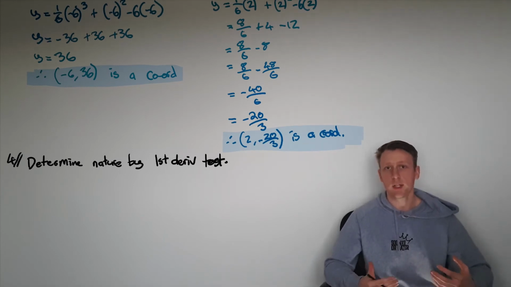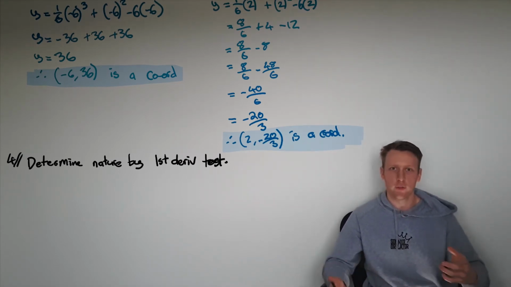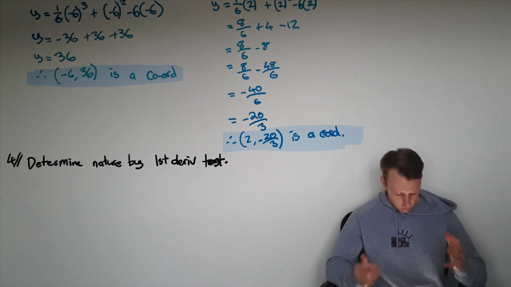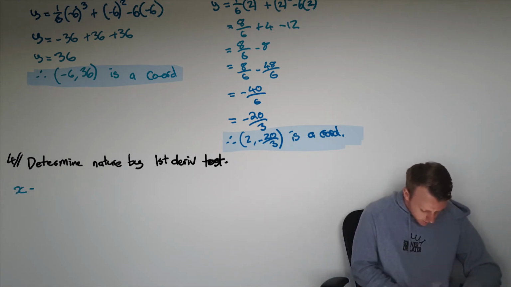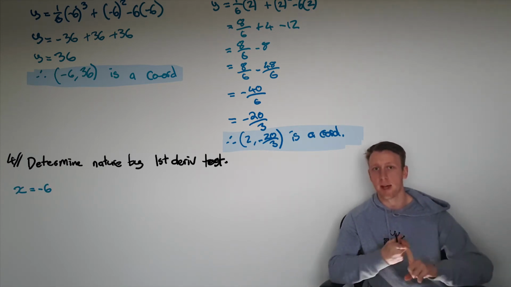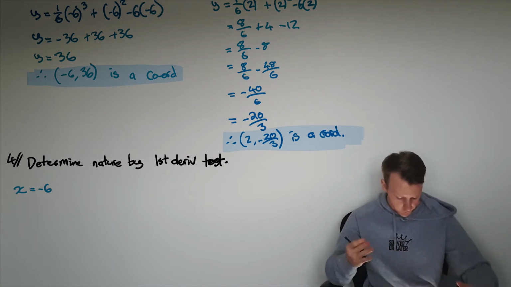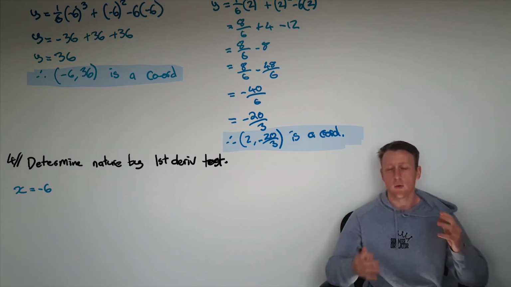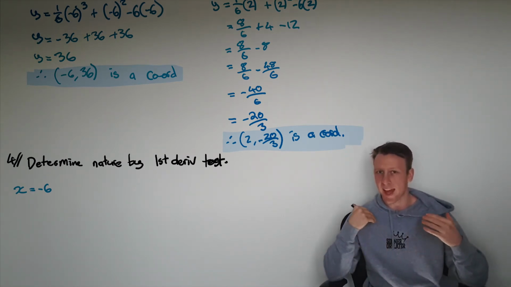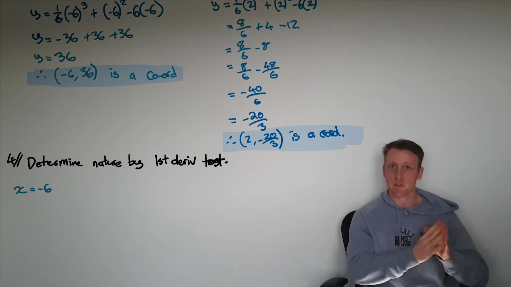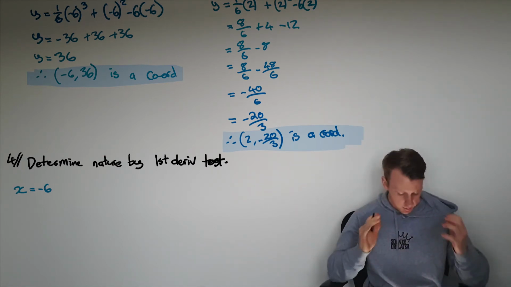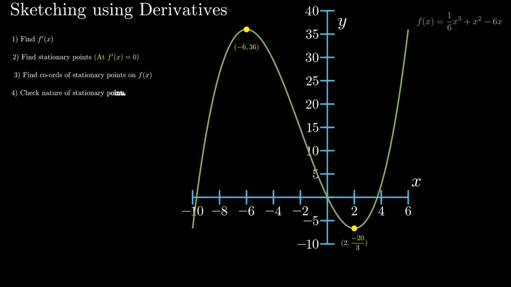We're going to use a test called the first derivative test. Considering when x is equal to -6, I want to know whether it is a maximum, a minimum, or a point of inflection. I'm going to investigate the behavior of the function to the left and to the right of the point. So I'm going to consider the point when x is equal to -7 and the point when x is equal to -5, and look at what the gradient is doing at these points.